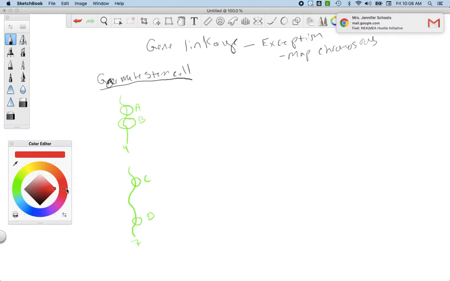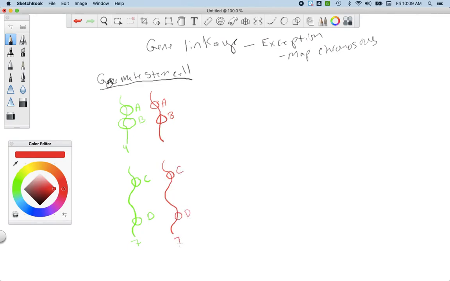Now, they've got 2 copies of each of those. This one came from mom, so the other copy would have come from dad. So we'll make it look the same. And over here, we've got gene A. And over here, we've got gene B. And down here, we've got a copy of chromosome 7 with C and D. So this is 7 from dad, 4 from dad.